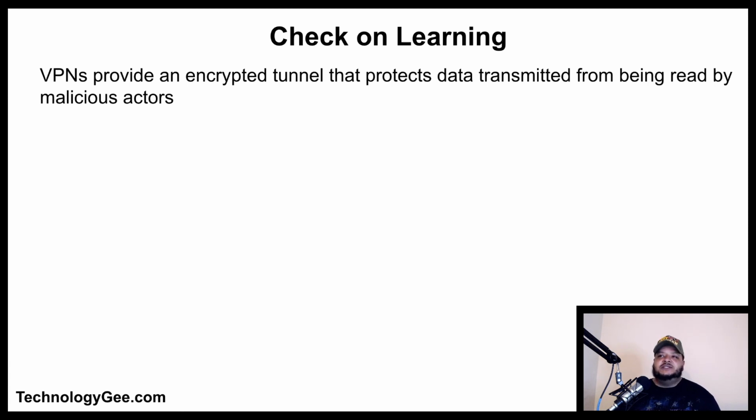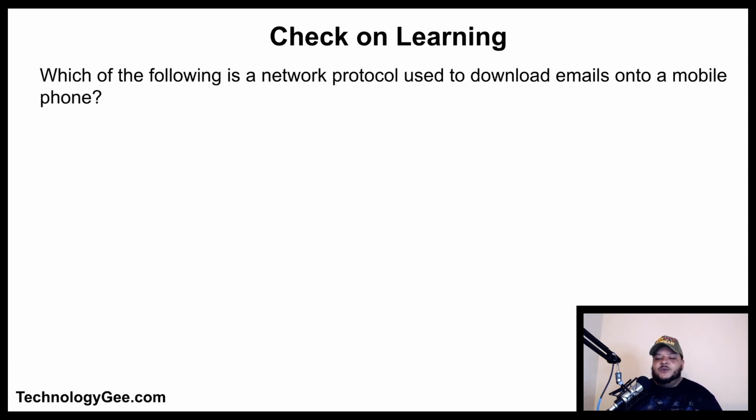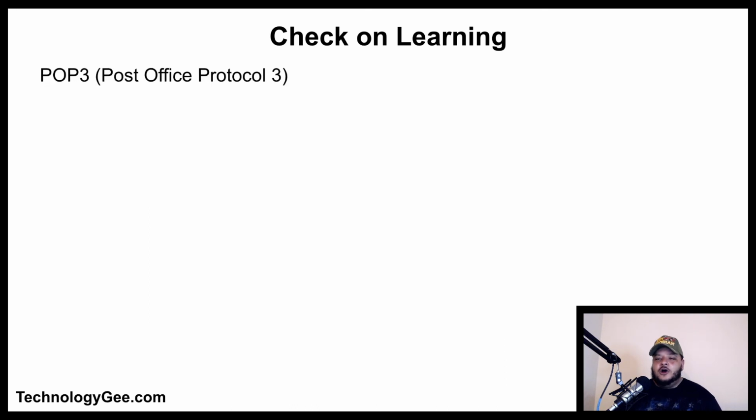And the final question is, which of the following is a network protocol used to download emails onto a mobile phone? Is it IMEI? Is it Yahoo Mail? Is it POP3? Or is it SMTP? Which of the following is a network protocol used to download emails? The correct answer is POP3, or Post Office Protocol 3.